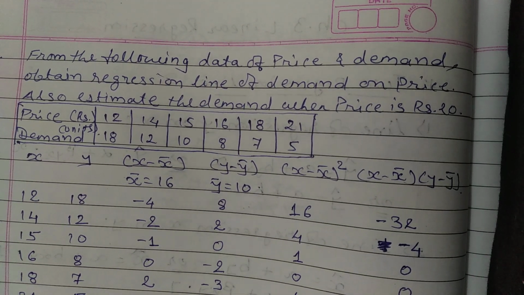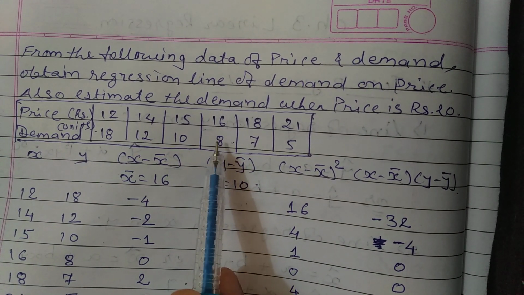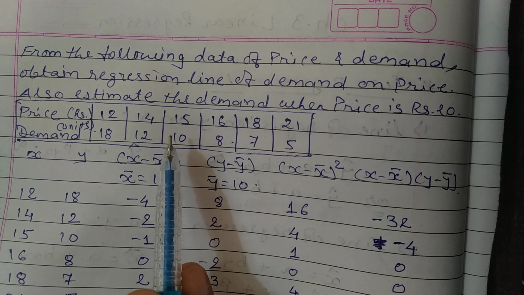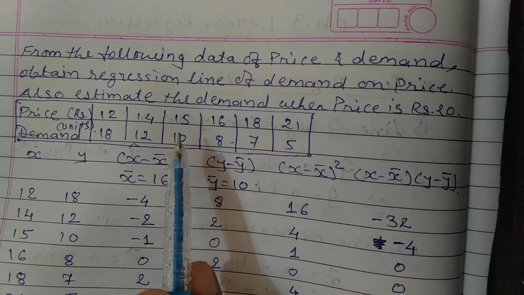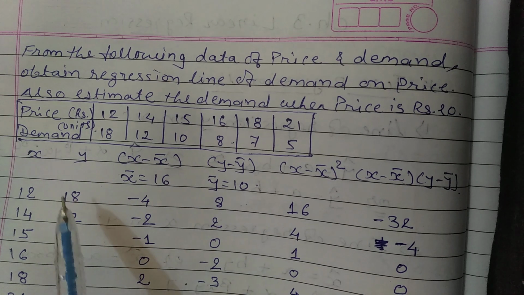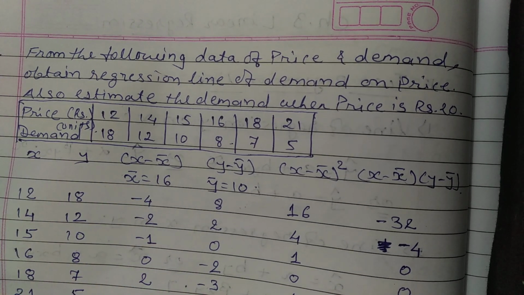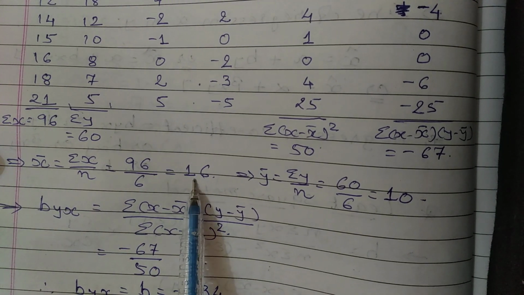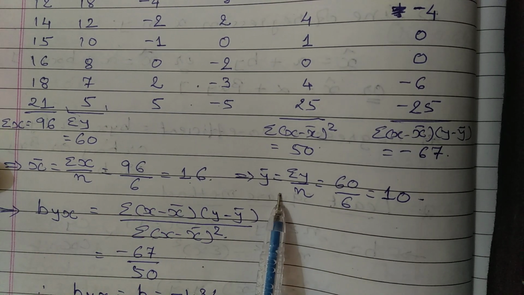Now see, the values of x and y are a little bit big. You cannot square such values without using a calculator. So first thing, you should identify whether x bar and y bar are perfect or not. That means identify x bar and y bar, and for that write down x and y first. The value of x bar is 16 and y bar is 10. That means x bar and y bar are perfect.